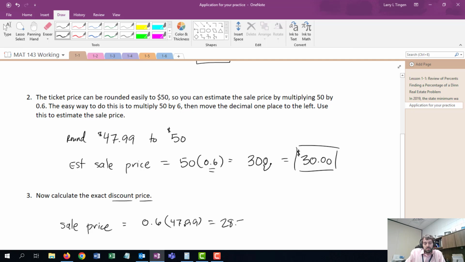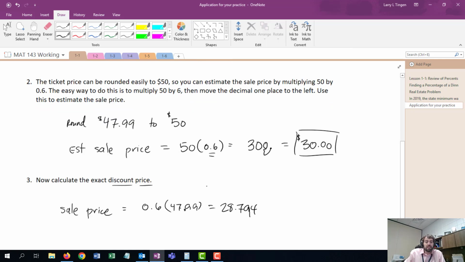28794. This is money, so I'm going to round to the nearest cent, look to the right, that 9 stays a 9. So I'm going to have a discount, or excuse me, sale price of $28.79. That's my sale price. And this is my estimated sale price.